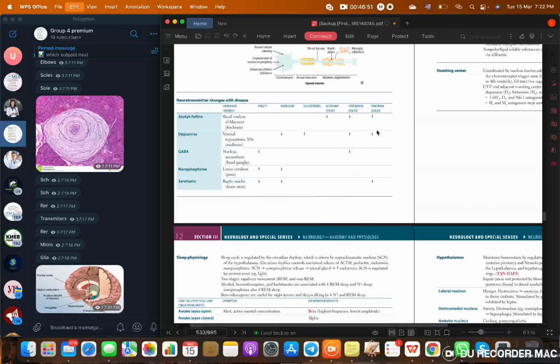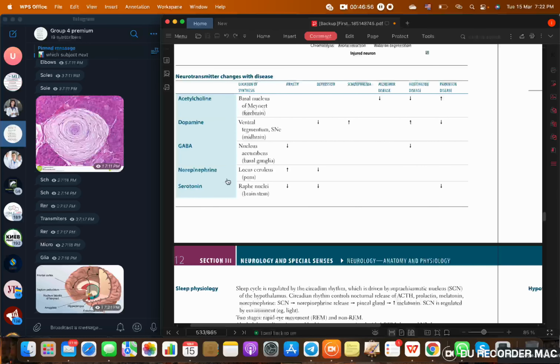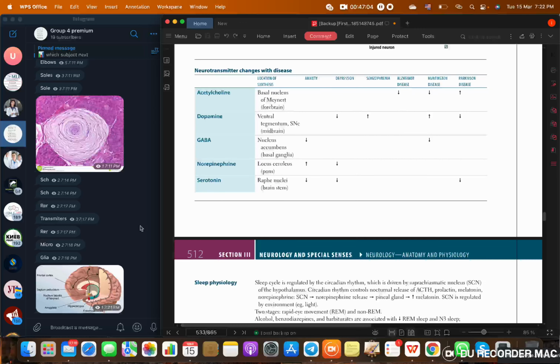Okay, so Parkinson, they will have more acetylcholine. That's why we utilize medications such as benztropine and trihexyphenidyl, which are antimuscarinic medications in Parkinson's disease to improve the symptoms. Dopamine. Okay. In which patient do we have a lot of dopamine in the brain, except schizophrenia and Huntington disease? The answer is psychopath.